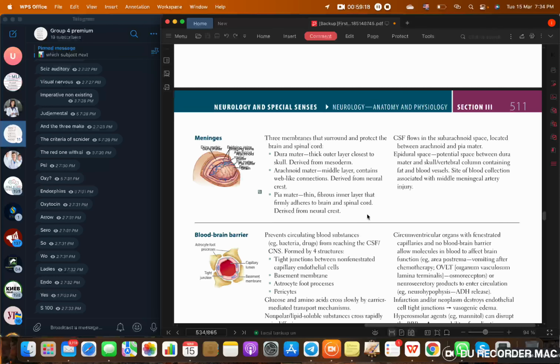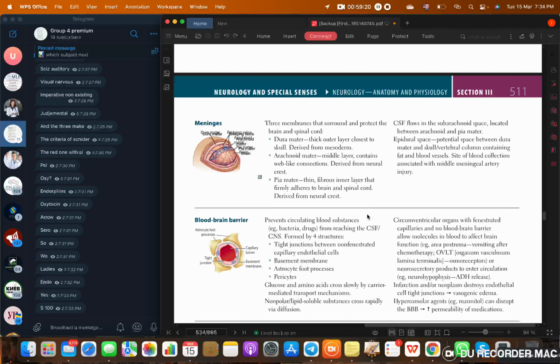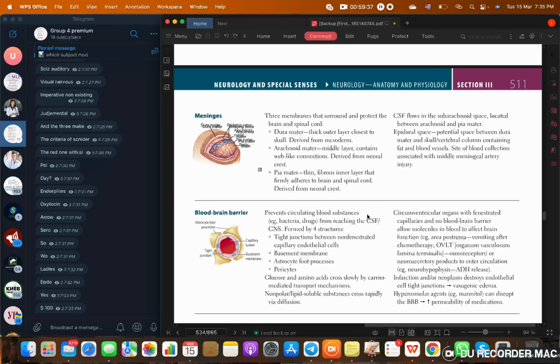In the epidural space, however, it's a potential space between the dura mater and the skull. To be truthful with you, it normally almost does not exist. Why? Because there should not be a space there. It should be just connected to each other. So why do we speak about it? Because sometimes it can fill up with blood.